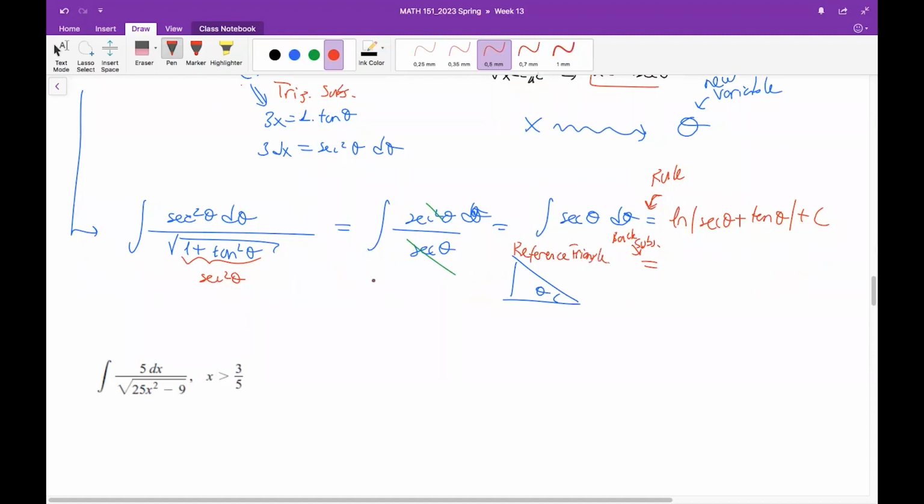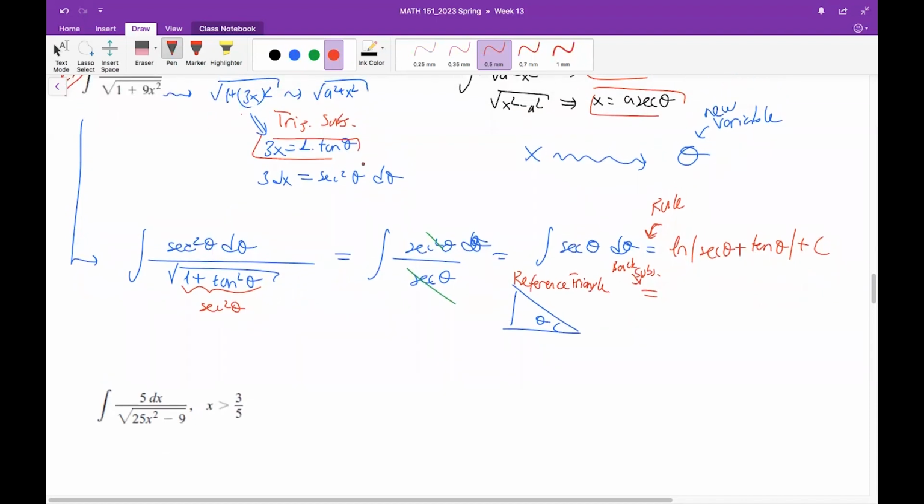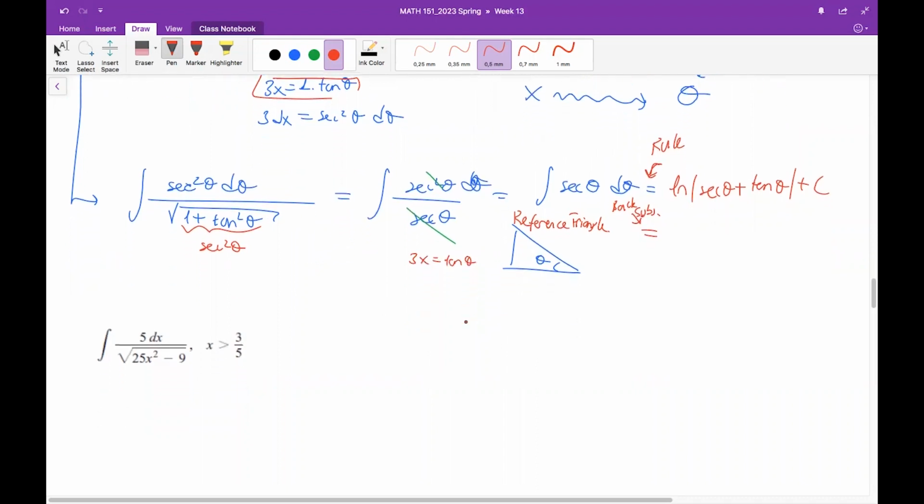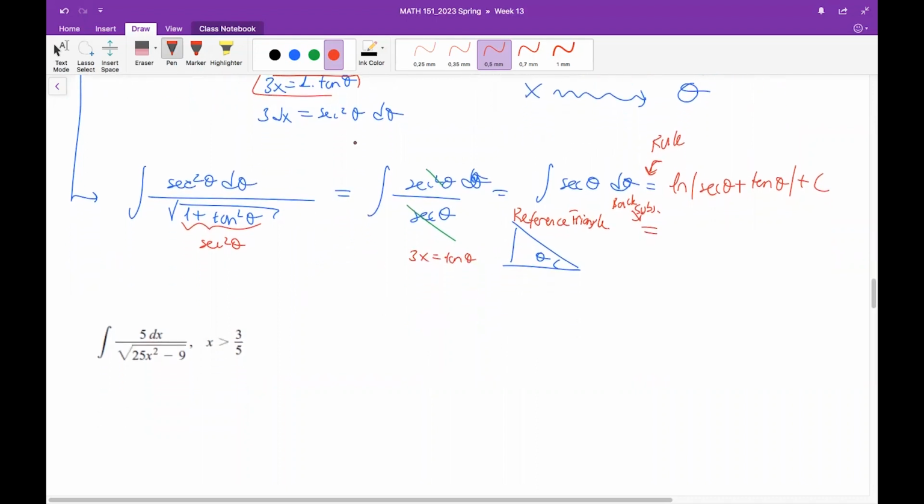Reference triangle. You look at your first line of substitution, okay? What do you see here? 3x is tangent theta. This was our substitution. So by using this information, you will decorate your reference triangle. What does tangent theta mean? It means opposite side divided by adjacent side, right? So I need to decorate it like this to have tangent theta as 3x. And then once you put 3x and 1, you can directly compute the hypotenuse by applying the Pythagorean identity, right? Okay, then turn back to here.